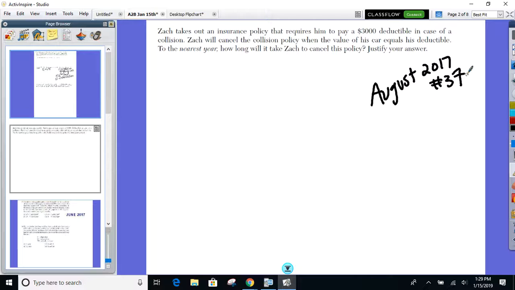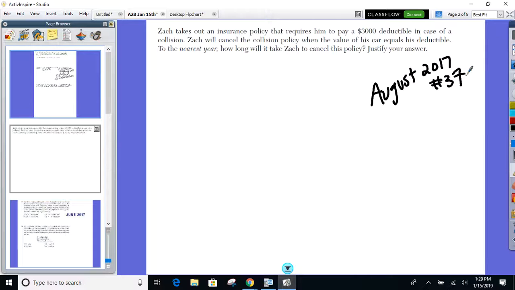Can you please go back to the beginning of the problem, everybody? It gave you two equations. Can you figure out which one is for the value of the car, please? Find that equation that represents the value of the car. You got a V equation and you got a Z equation. Everyone see which one is for the value of the car?